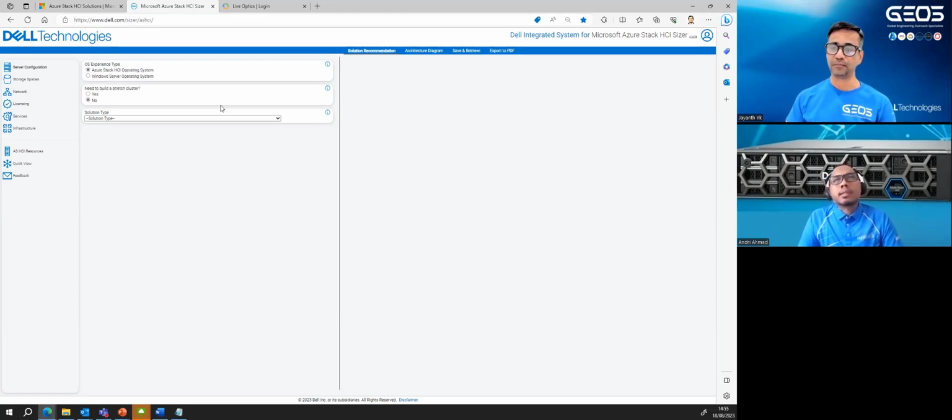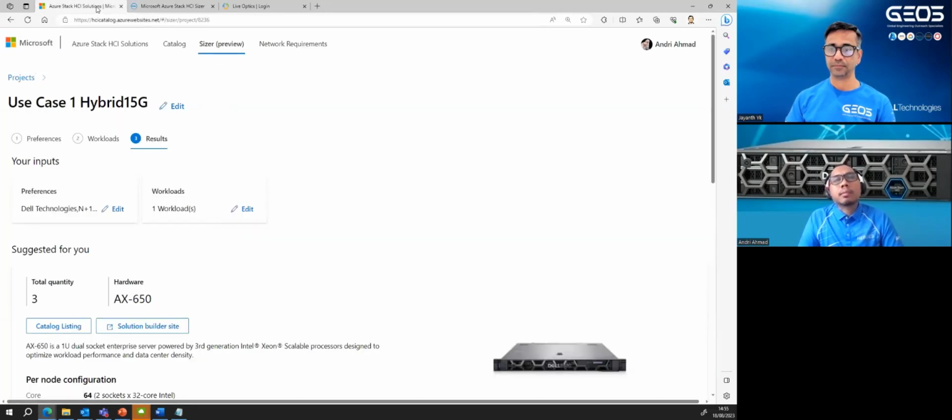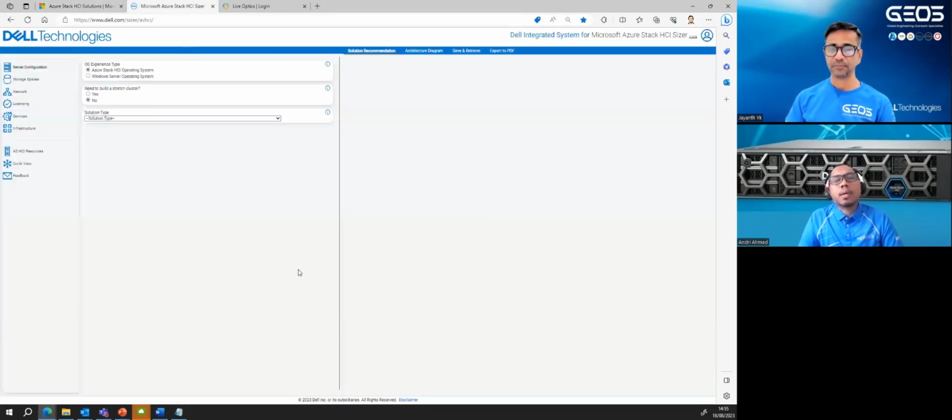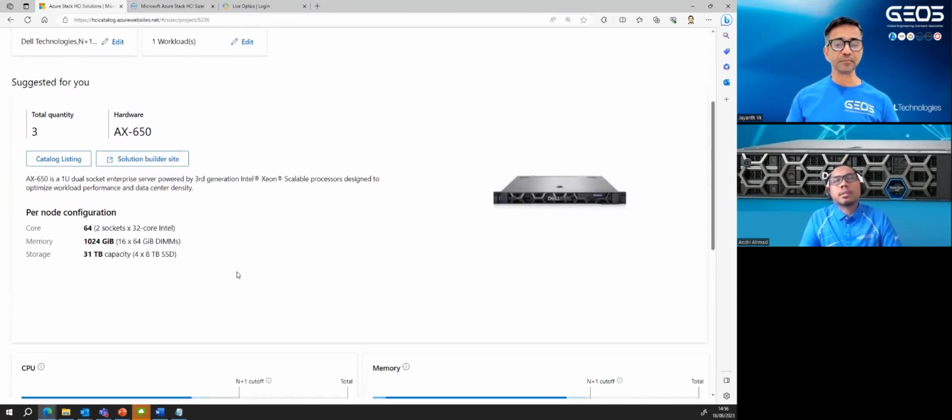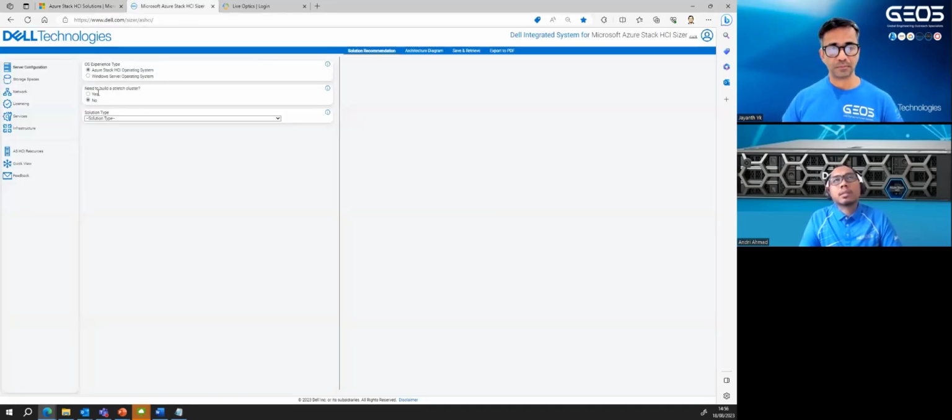Sometimes there's a little bit of a gap between what the Microsoft website shows and the hardware vendor Sizer like Dell, where we have all the real offerings that we know from our product. So it's important that you check with us. Usually what we do is validate this information. So you have 3 AX650 all flash, and here I have the Azure Stack HCI operating system experience.